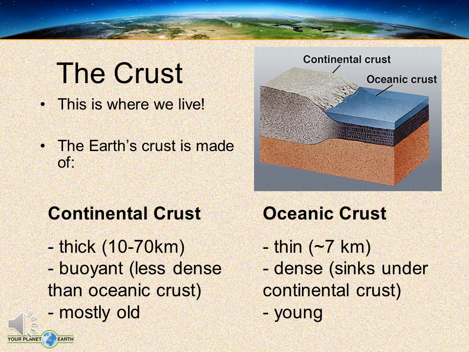Oceanic crust. As the name already suggests, this crust is below the oceans. Compared to continental crust, oceanic crust is thin, 6 to 11 kilometers. It is more dense than continental crust, and therefore, when the two types of crust meet, oceanic crust will sink underneath continental crust. The rocks of the oceanic crust are very young compared with most of the rocks of the continental crust. They are not older than 200 million years.